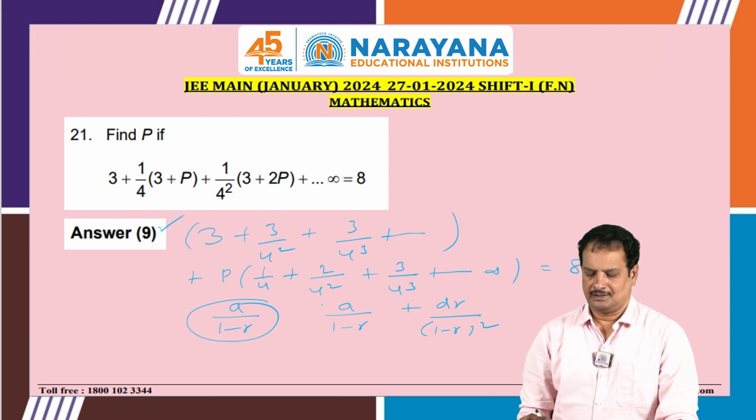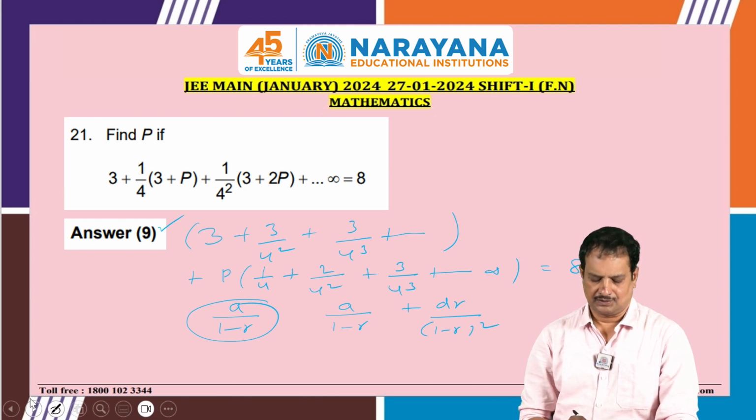So here, after taking 3 common, the first part is becoming an infinite GP. In the second one, that is p into, it's very clear, it is an AGP. You can apply that formula directly. Otherwise, you can use the process by which this formula is obtained, and use even that. Anyway, either way, it's okay. That is the procedure of solving this problem. Now let's go for the next question.